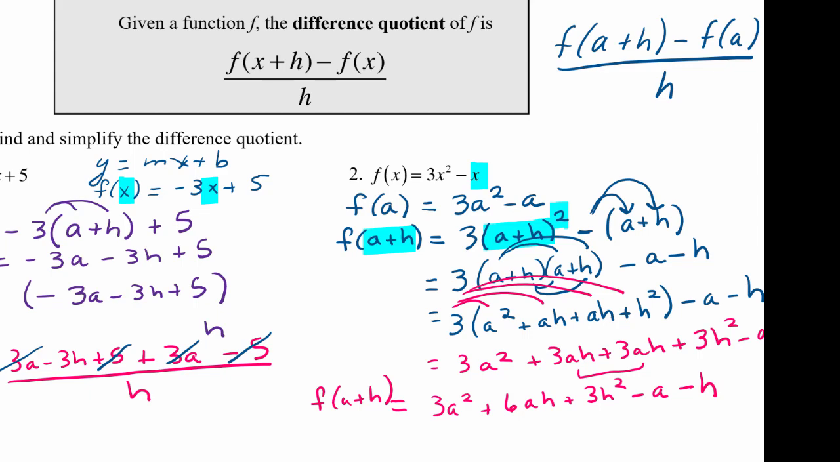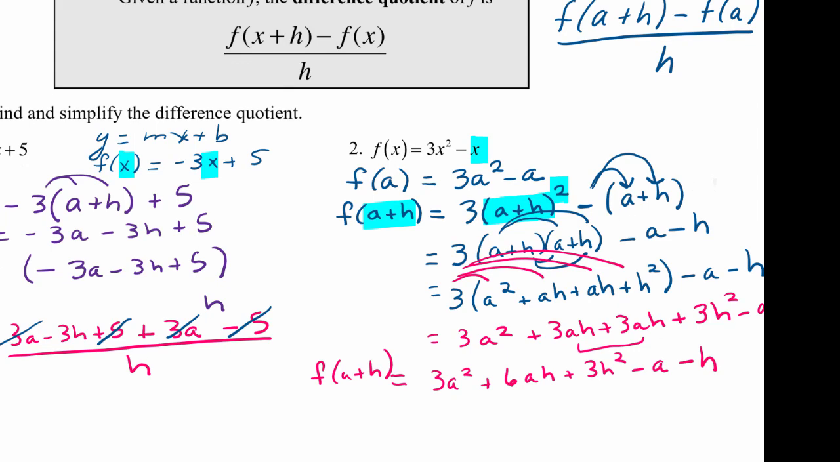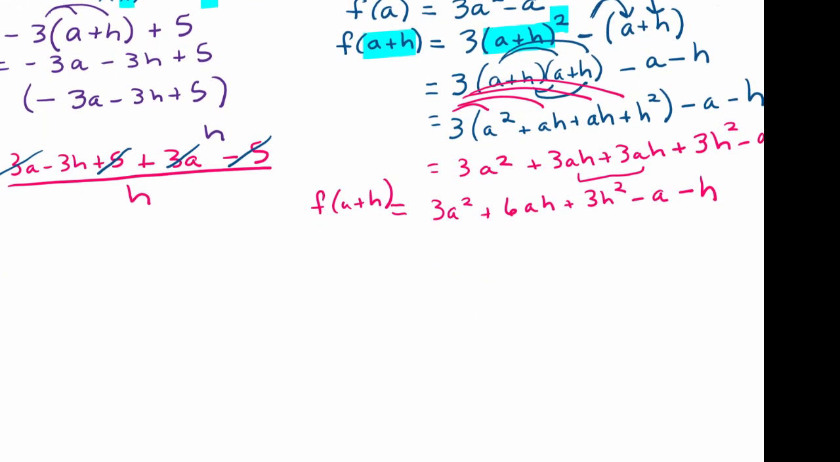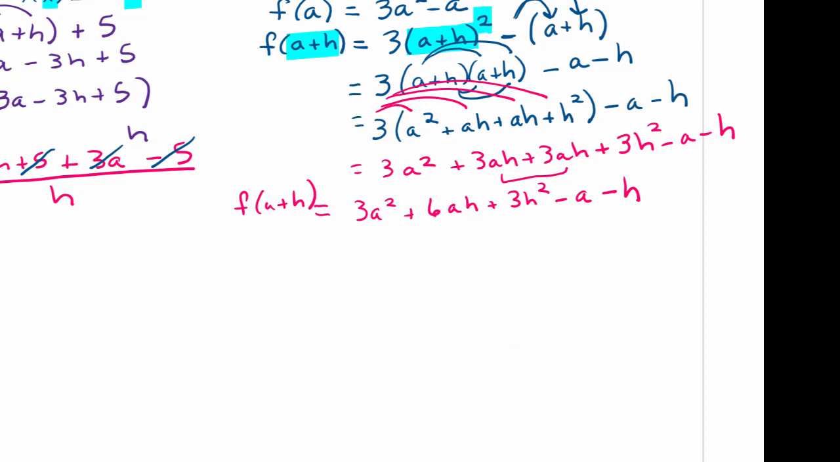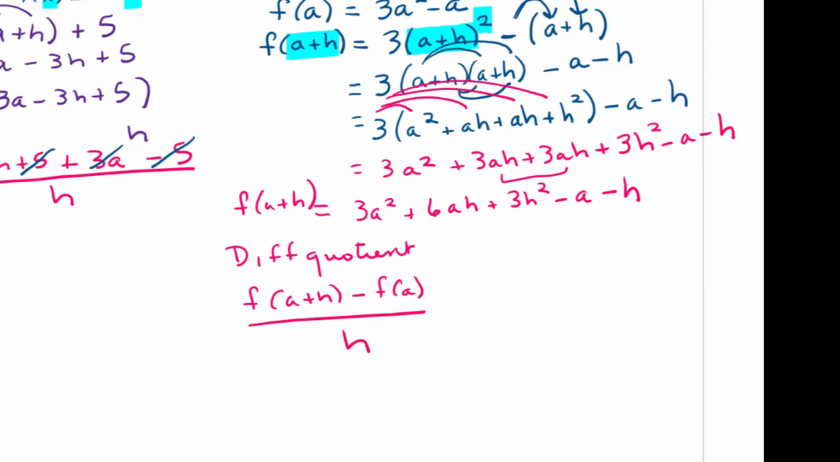Okay, so you see how it can get unwieldy with all of these terms. You have to be super careful and very detailed with this. Okay, so now let's write the difference quotient. Let's take our two pieces here. Remember, it's f of a plus h minus f of a all over h. So we're going to replace that. So our f of a plus h, we're going to put in the 3a squared plus 6ah plus 3h squared minus a minus h. And then from that, we're going to subtract the f of a.